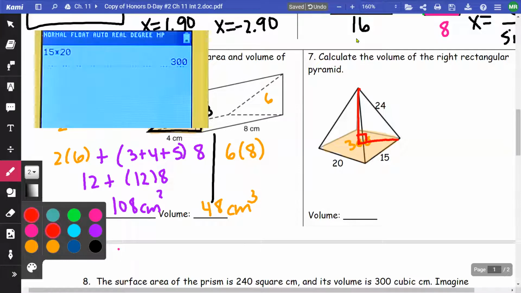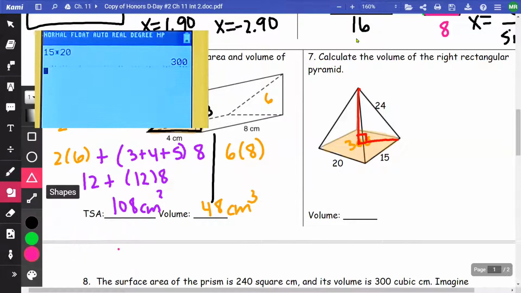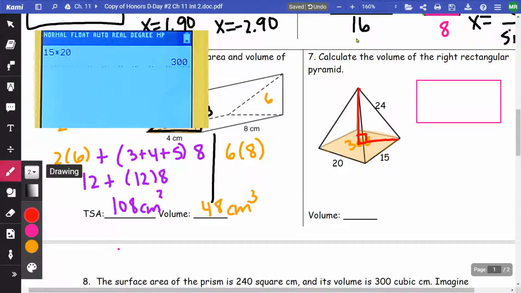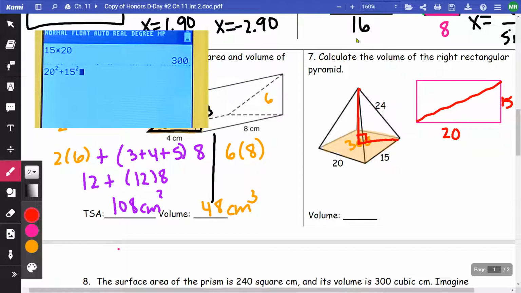And so for this, if I'm trying to find that this is 20, this is 15, I basically want to find the diagonal, and the diagonal is going to be Pythagorean. So I'm going to take 20 squared plus 15 squared. That is 625. So this is actually going to be a 25. Now that means that half of that is going to be 12.5. So this is going to be 12.5.